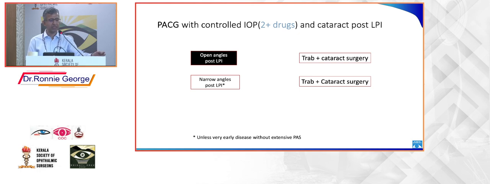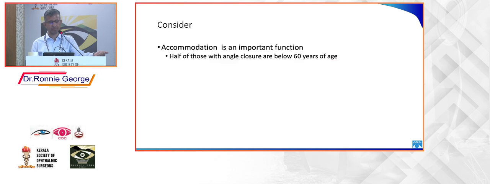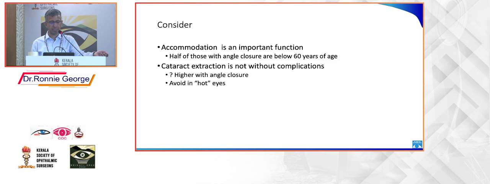So when you're on more than 2 drugs with PSCG, what do you do? So this is PSCG now. In this situation, not controlled on 3 drugs, definite damage on the visual field, you definitely need to do combined surgery in both groups. There's really little role for you to do a cataract alone. Keep in mind that accommodation is an important function. So if you have an open angle and a controlled IOP post-op, and an uncontrolled IOP post-op, post-laser, you can probably just go ahead with only a trab in those eyes.